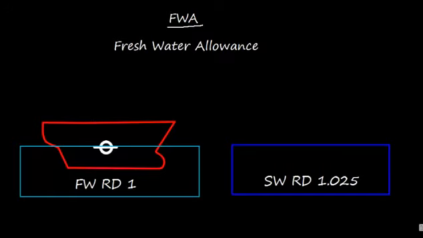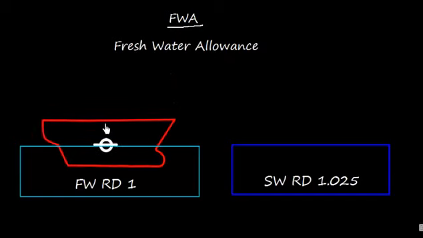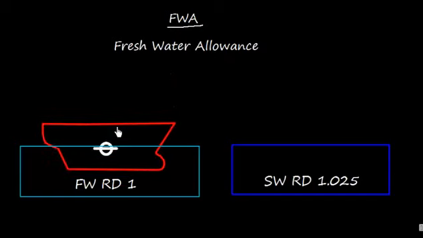So, suppose the vessel is having this required permissible load line and it's floating in fresh water like this. However, I shift this vessel in salt water.